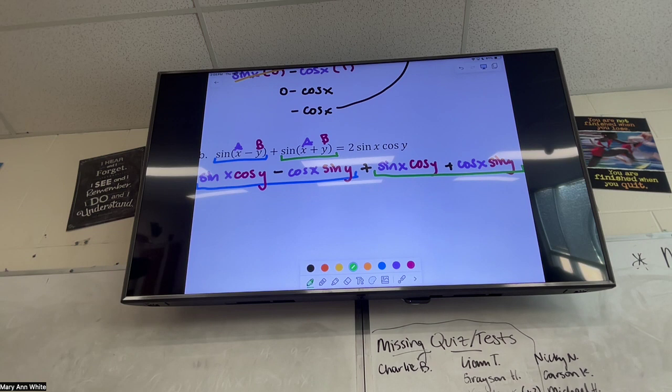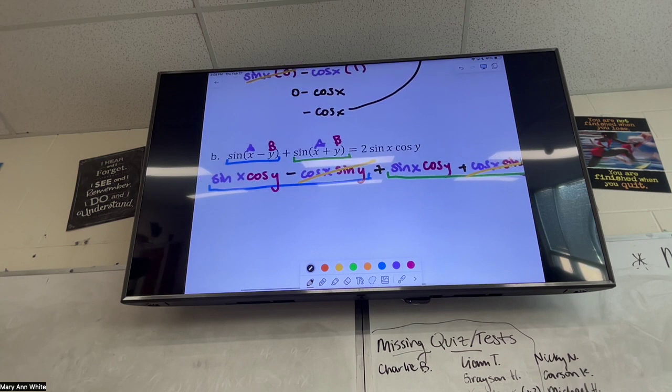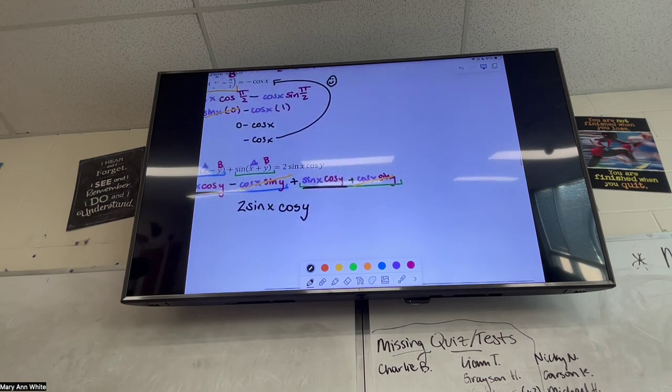Not all of it. The cosine x sine y, I have a positive and a negative of each of those. But the other ones, sine x cos y and sine x cos y, those are both added. So what is sine x cos y plus sine x cos y? 2 sine x cos y. Is that what I want? Perfect. Nice job.